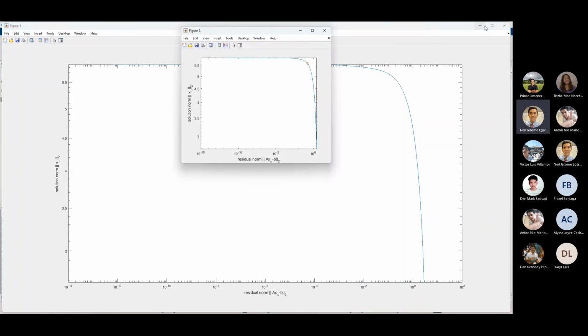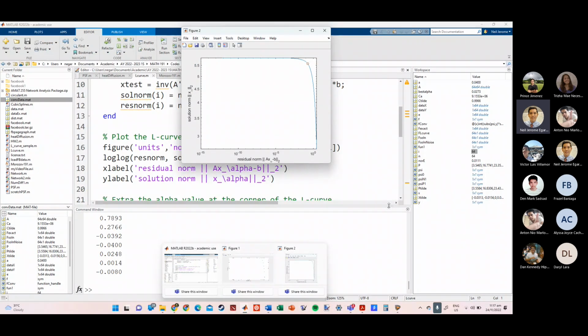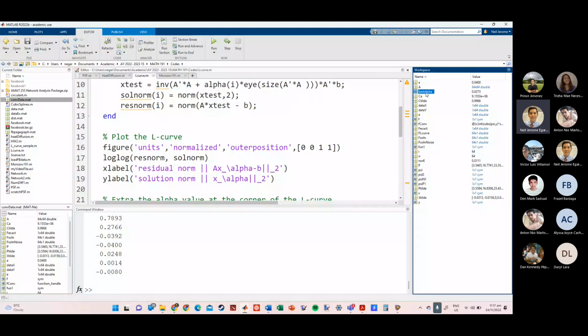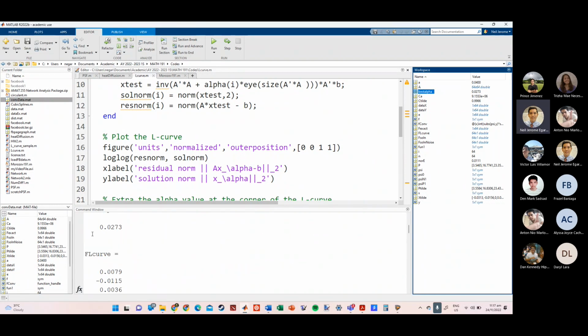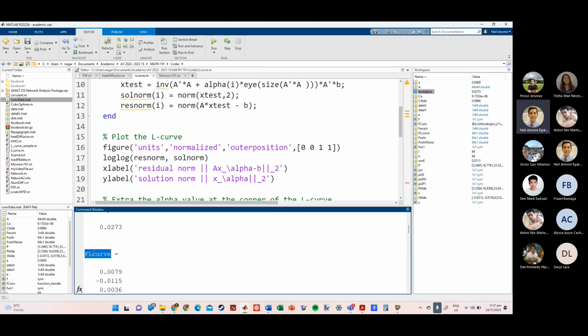And then, if I look at my workspace, meron akong best alpha, which is essentially the name that I want to give to the solution from the L curve. And ano pa yung isa nating hiningin variable? Hiningin nating variable pa ay si FL curve. All right. So si FL curve ay equal dito, which is actually the X alpha coming from the L curve routine. Tapos makikita niyo na siya sa workspace.